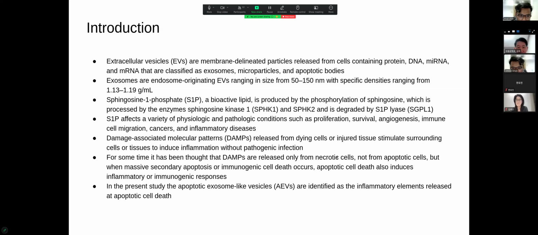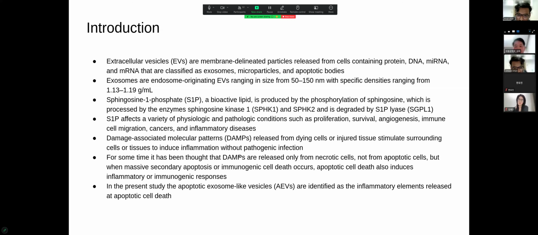Here, it has been found that the apoptotic exosome-like vesicles are actually damage-associated molecular patterns, which are released from the dying cell. So, damage-associated molecular patterns. Yes. Too fast. It is slowly. Okay? Slowly.